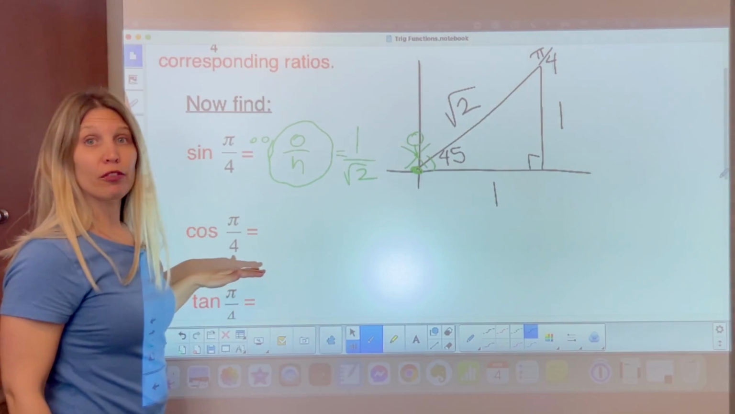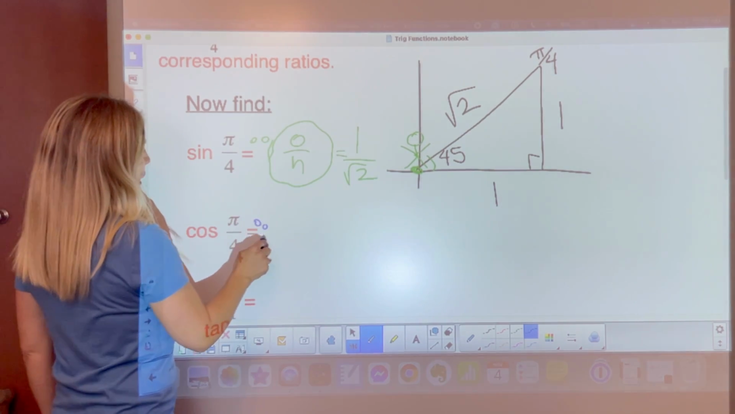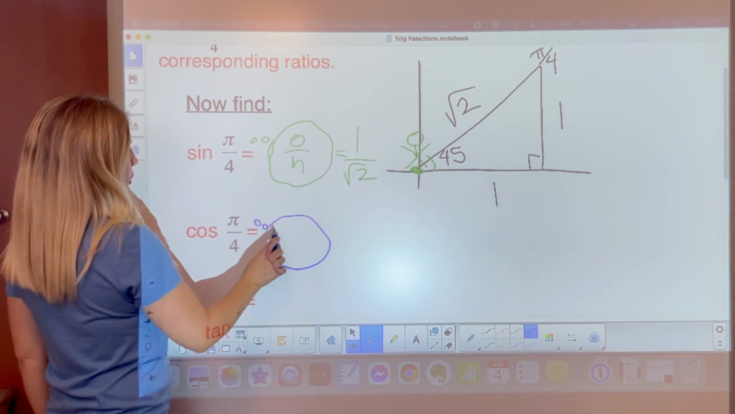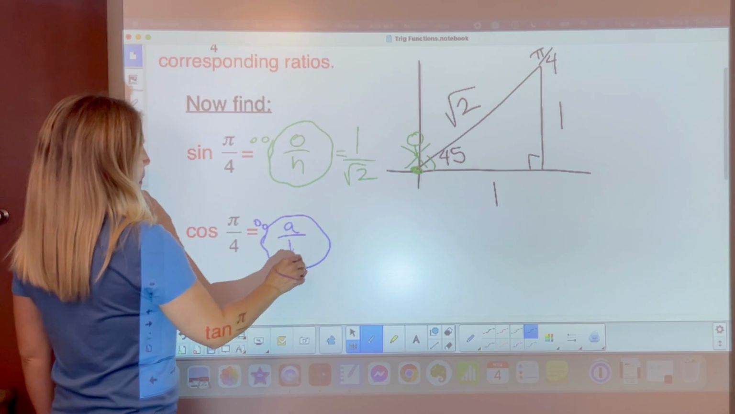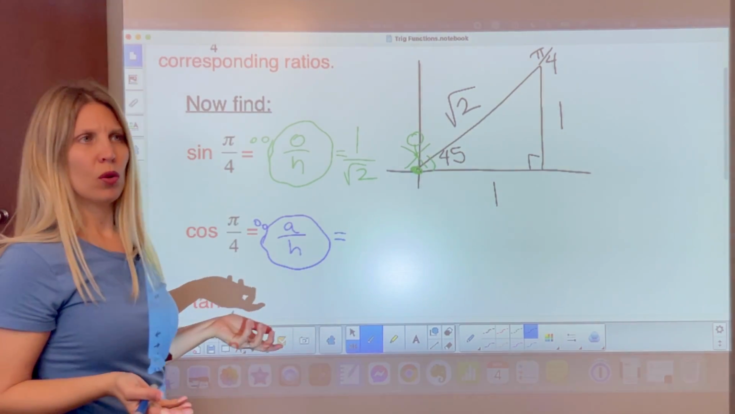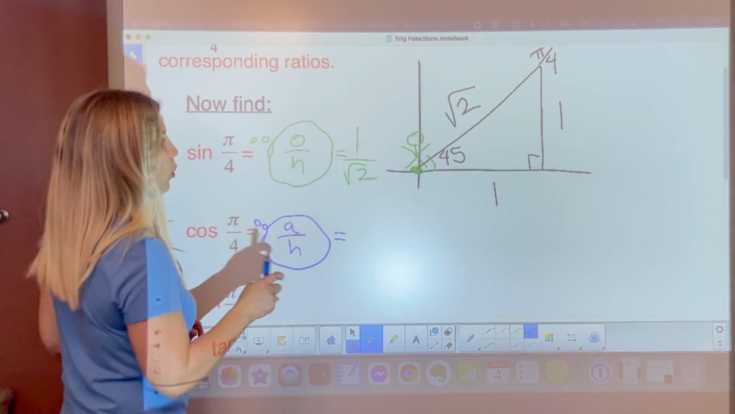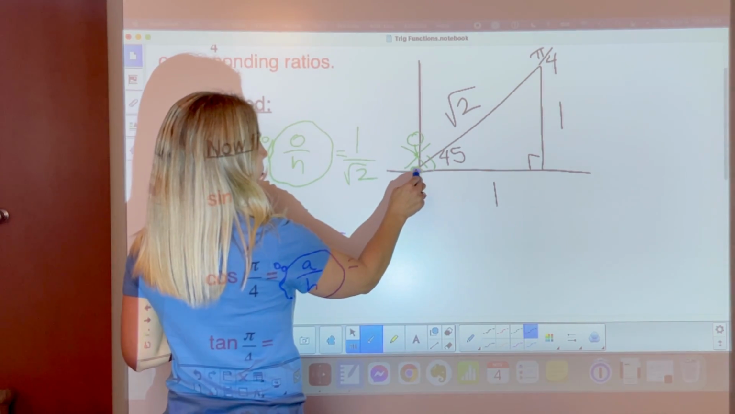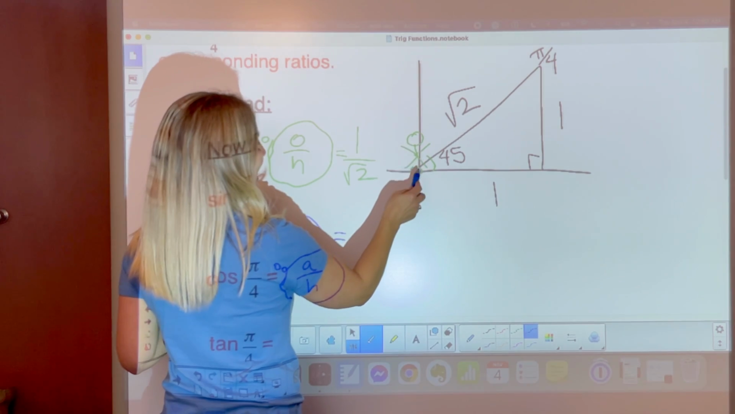Now let's do cosine of pi over 4. Again, so in your mind, you want to think, okay, cosine is adjacent over hypotenuse. So again, my adjacent side. Where am I? That's right, you're in the origin. You're always standing here. So what is adjacent to you? What is next to you?